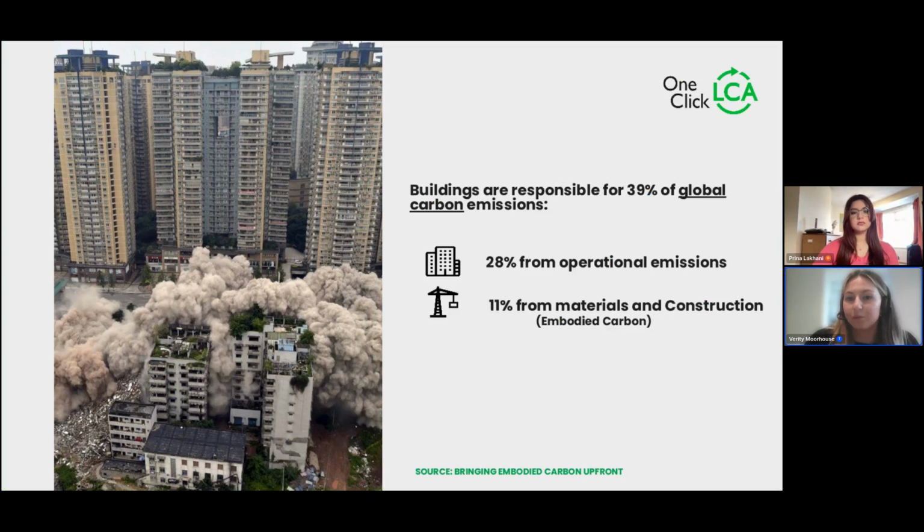In terms of why they're important, here are just a few statistics on the global crisis. Buildings are responsible for about 39% of global carbon emissions. About 28% of those come from operational emissions from buildings, and then 11% come from the materials and construction, so the actual embodied carbon.